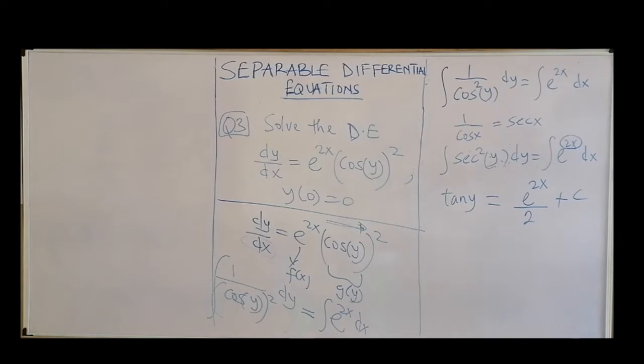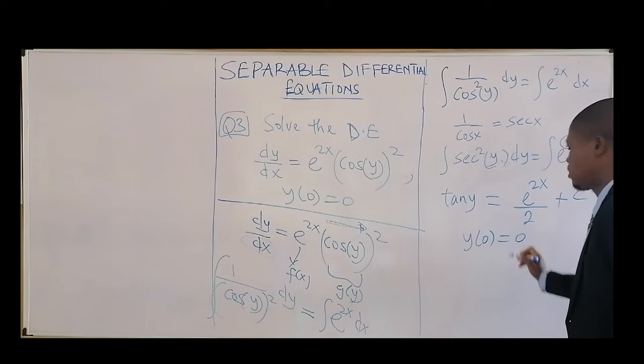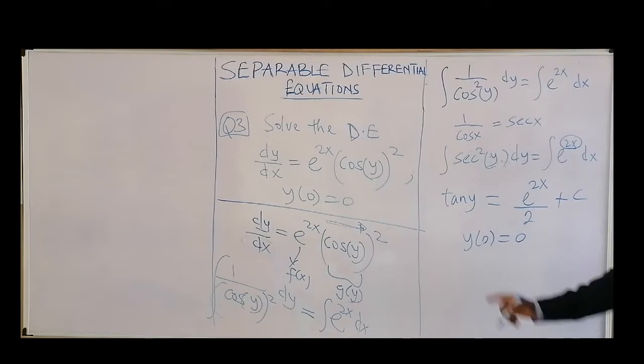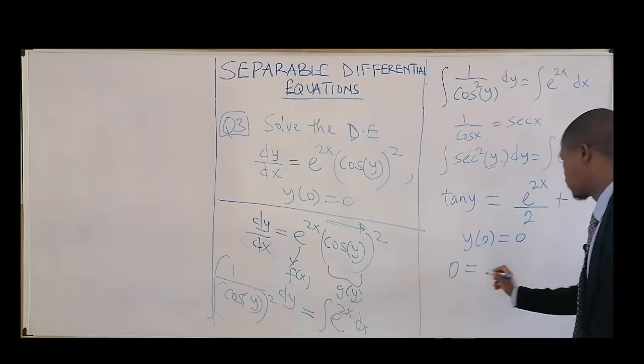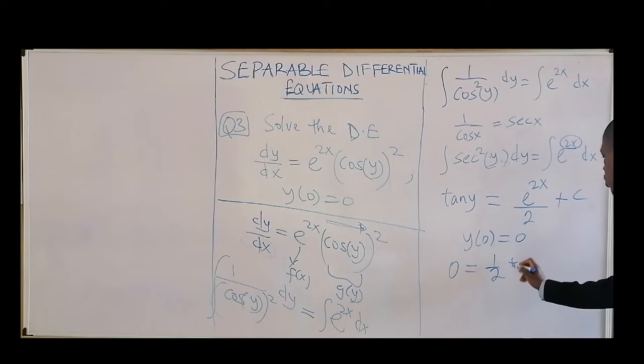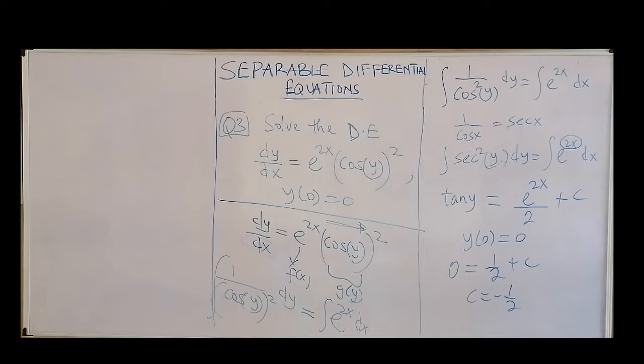So that is done. The next thing to do is to use the boundary condition. When x is 0, y is 0. So 2 times 0 gives you 0, and anything to the power 0 is 1. So 0 equals 1 over 2 plus c, so c is minus 1 over 2. So that's finished the work.